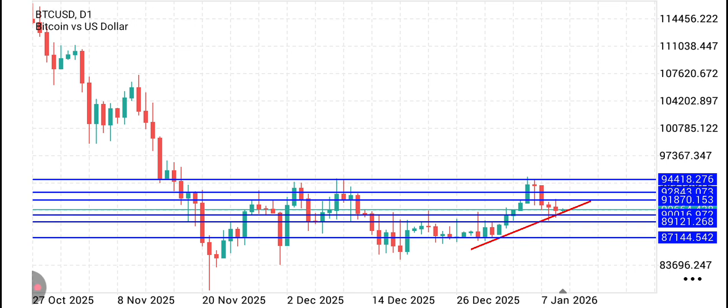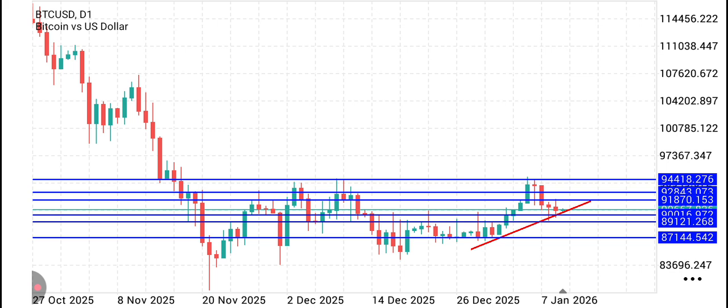It's very certain that we can see there's a pullback of Bitcoin from when it went up a few days ago to $94,418.27. So per one Bitcoin, that's a very huge amount of money. And we can see that it has retraced down to 89,121.268. That's a very strong retracement down there.